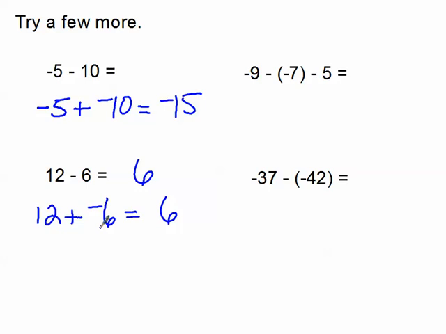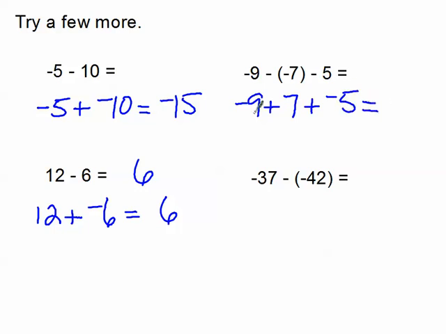Well, what if I have more than 2 numbers? Well, then we just do the process a couple times. So the negative 9, we leave alone. We change this subtraction to addition, the next number to its opposite. So the negative 7 turns to a positive 7. And then we just keep the process going. This minus turns to a plus. The 5, because it's positive, turns to a negative 5.